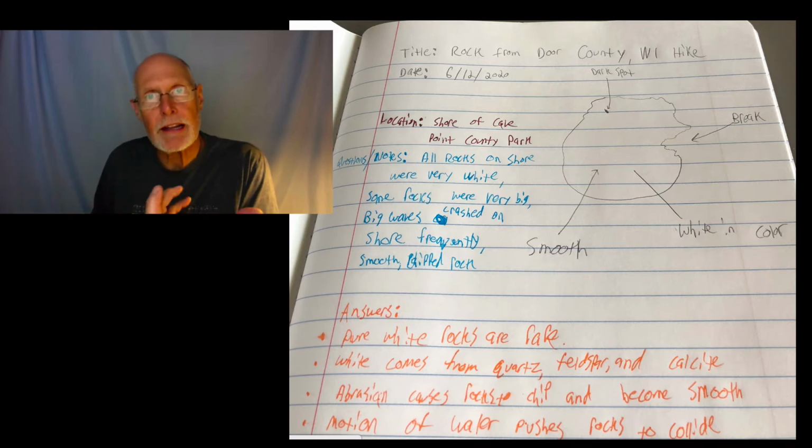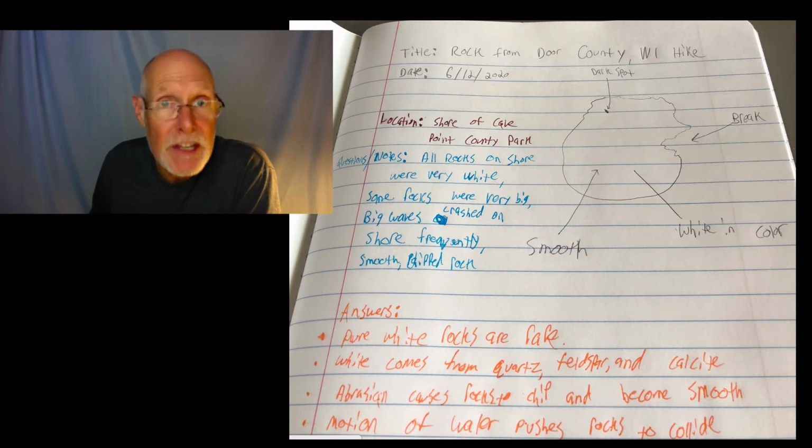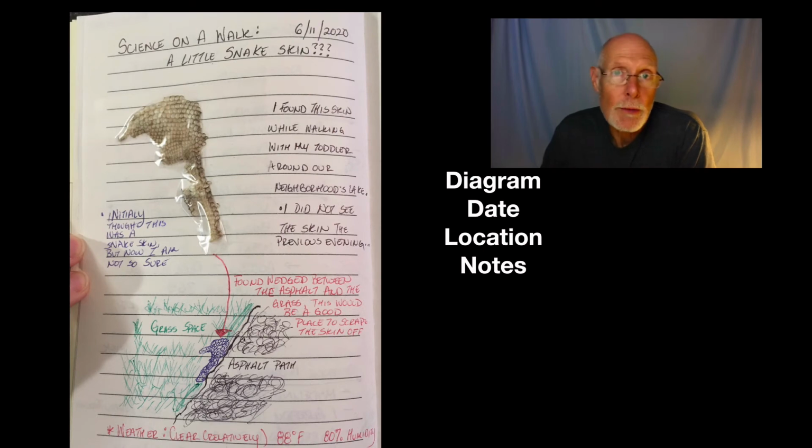So that's an example of a pretty simple notebook entry of an observation. Here's one that's a little bit more detailed.